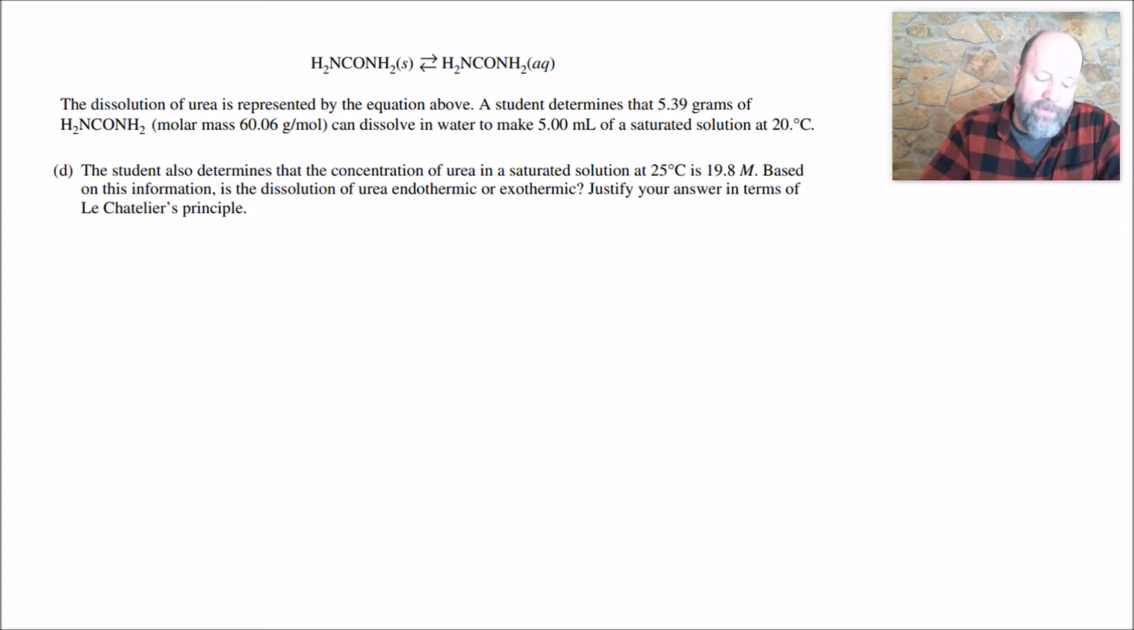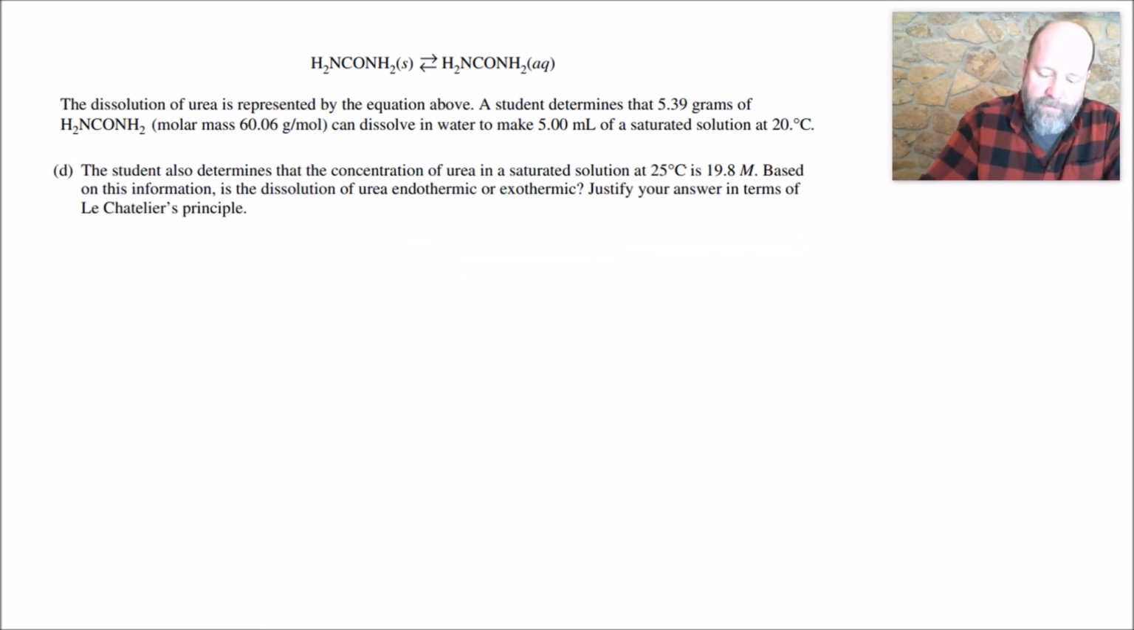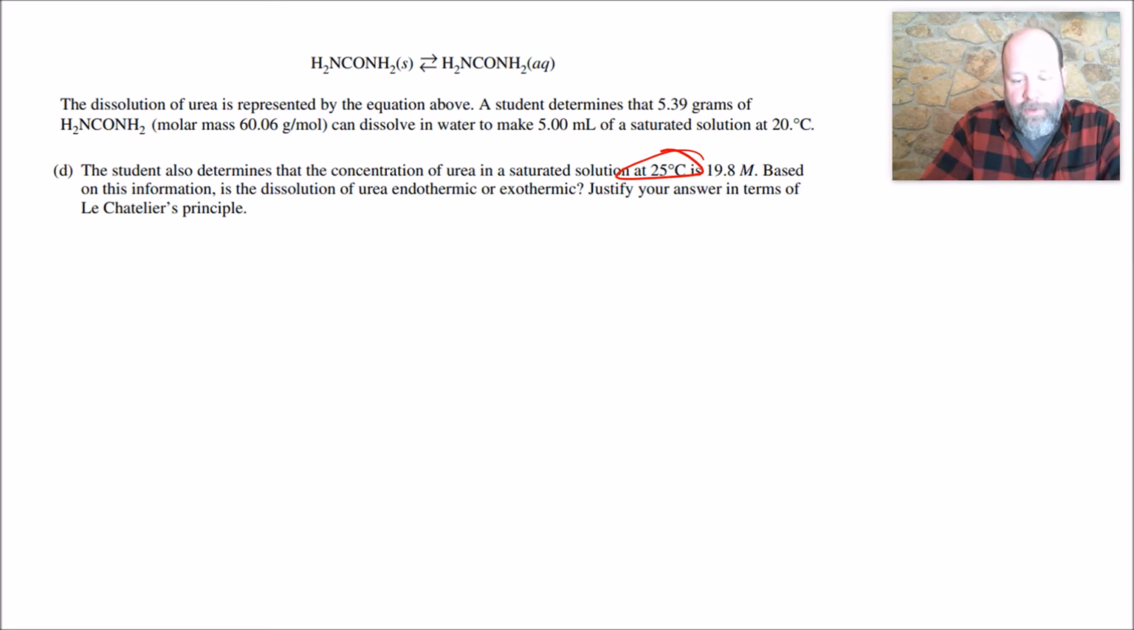Student also determines that the concentration of urea in the saturated solution is 19.8 molar. So this was 20 degrees and this is 25. So at a higher temperature, I can dissolve more, because this is 17.9, this is 19.8. So at a higher temperature, I can dissolve more. Based on this information, is the dissolution of urea endothermic or exothermic?